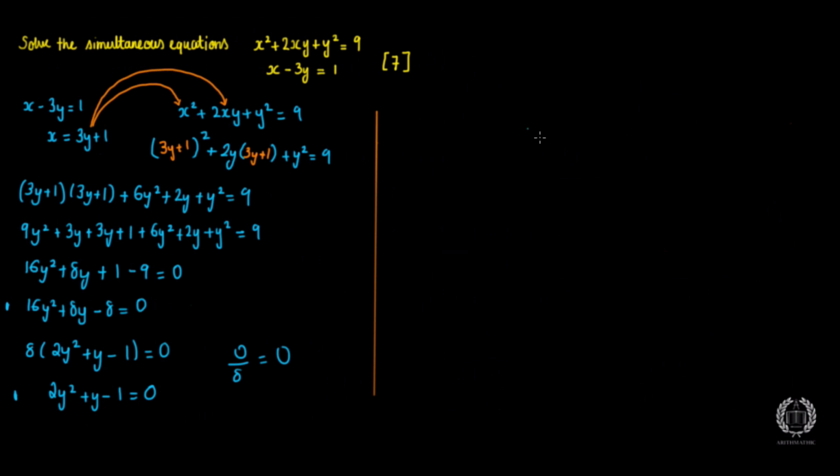So now the next step that I'm going to do is I'm going to solve this equation. So I'm going to do 2y squared plus y minus 1 equals 0.